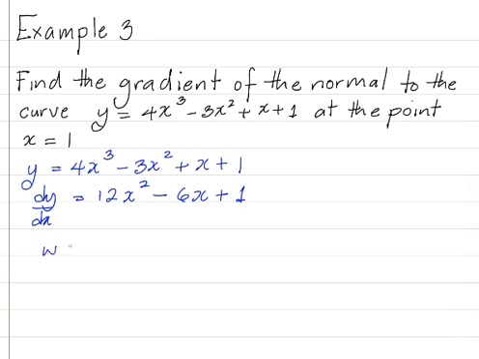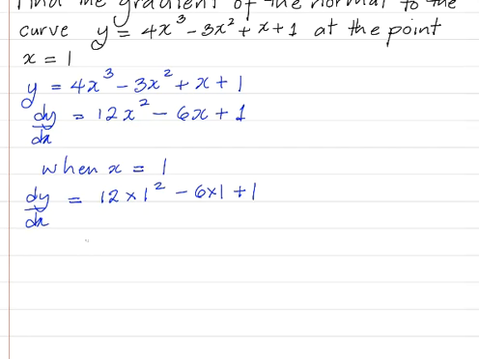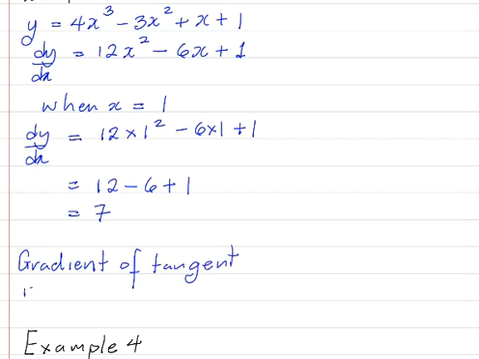So I'm going to say when x is equal to 1, dy by dx, which is the gradient of the curve, is 12 times 1 squared minus 6 times 1 plus 1. So this is going to be 12 minus 6 plus 1, and this is 7. So the gradient of the tangent, which is equal to the gradient of the curve, is 7.